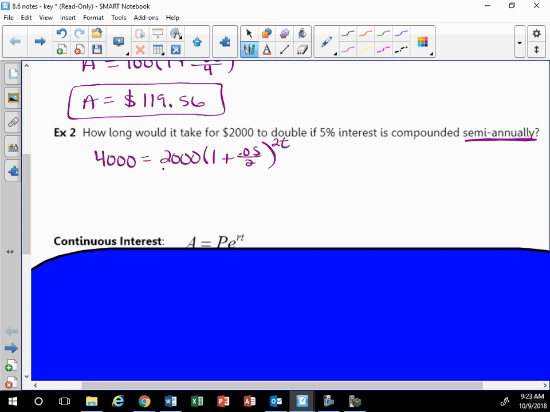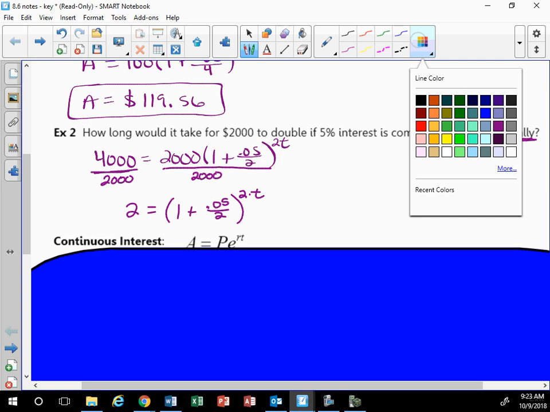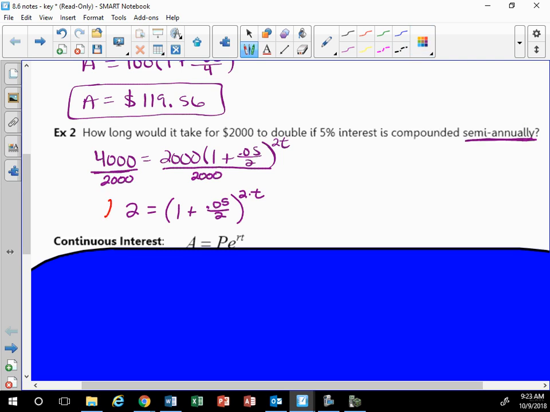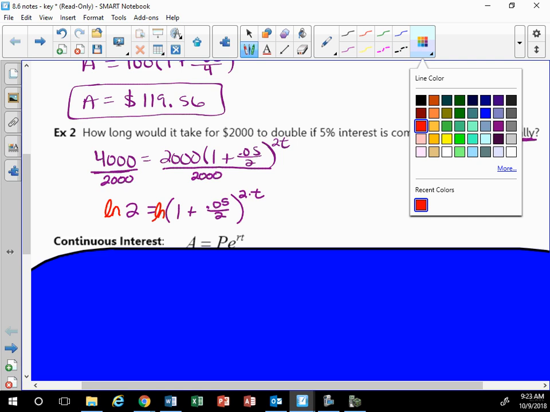Okay, so we're going to divide by our 2,000. So I get 2 equals 1 plus 0.05 over 2, to the 2t. Okay, what do I need to do to both sides of my equation now? Yes, thank you, natural log. You could use log too. I just like natural log because it's fewer letters. So you're going to take the natural log of both sides.